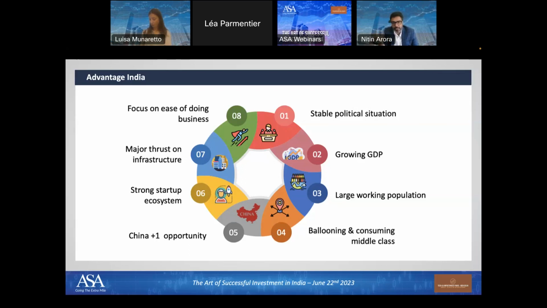GST was introduced many years back, in which almost 17 laws were combined into GST. IBC is there. Then various labor codes are almost notified, and the government is waiting for the right moment to announce them. All these regulations are making India a very, very strong investment candidate in Southeast Asia, or I would say in the world at large, for foreign direct investment. Next slide, please, Leah.